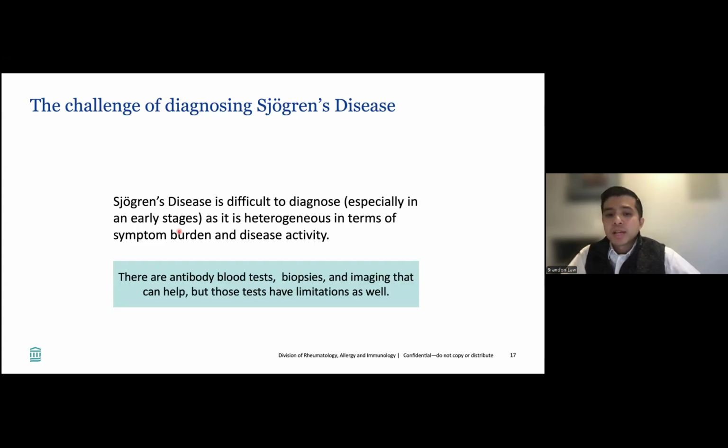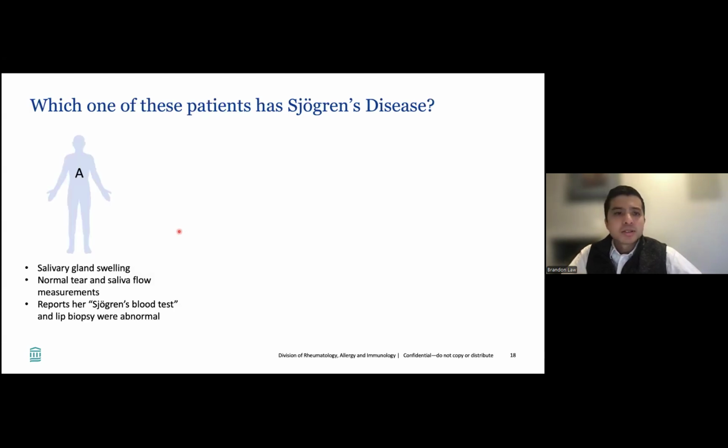Now, there are antibody blood tests, biopsies, imaging modalities that we could use which can help sort of arrive at a diagnosis, but these tests also have limitations as well. So I'll talk about that a little bit more in a second. But if we just step back and think about, which one of these patients has Sjögren's disease?